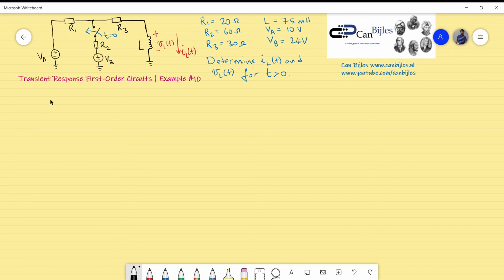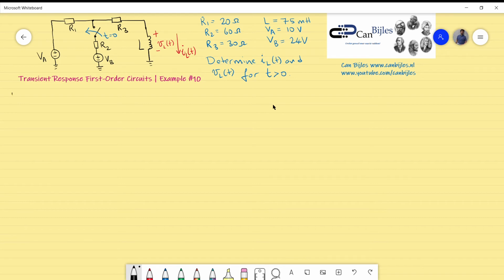This is example 10. We will continue with the RL circuits, and in this case we have a situation with two independent voltage sources, VA and VB, and three resistors, R1, R2 and R3, and one inductor. These are the values for the circuit parameters, and what is required is the current through the inductor, and the voltage across the inductor, as a function of time for time larger than 0. The procedure is exactly the same as in the previous examples.